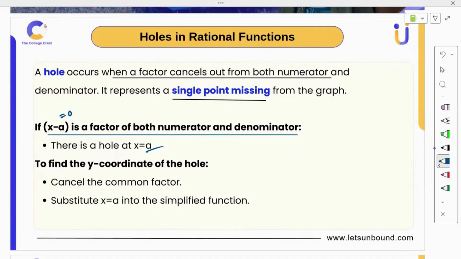And always we represent the hole by a coordinate, because it's an exact location, right? So you have to tell a comma what. For finding the y-coordinate, cancel out the common factor, and in the simplified function, substitute and find the answer. F of x is the original, and in the simplified version, you have to plug in. What if you plug in without simplifying? You will get an indeterminate form like 0 over 0. So always use the simplified version.